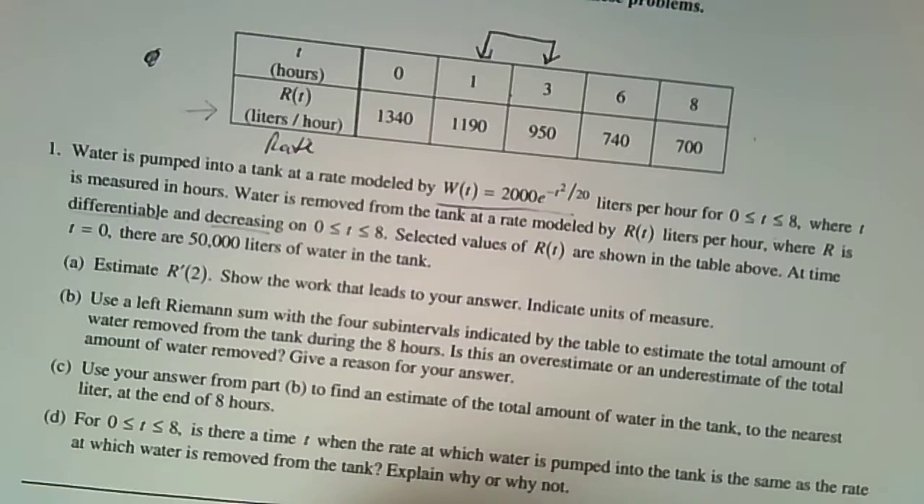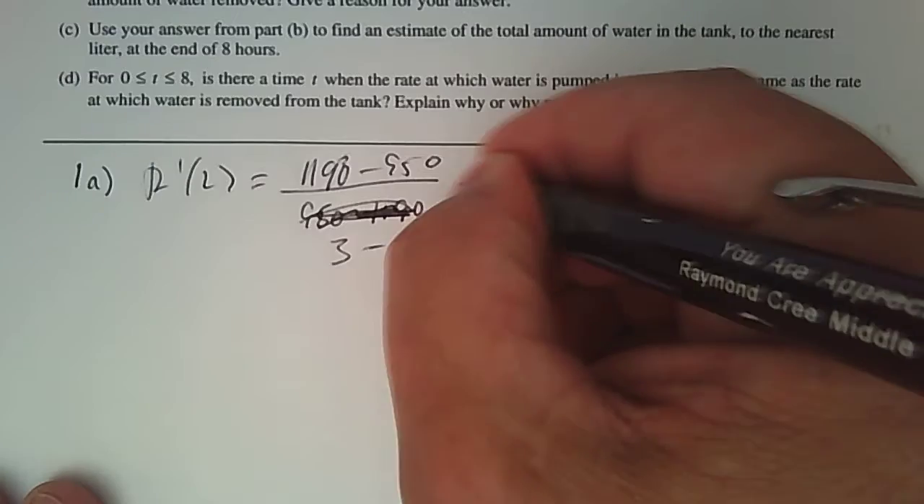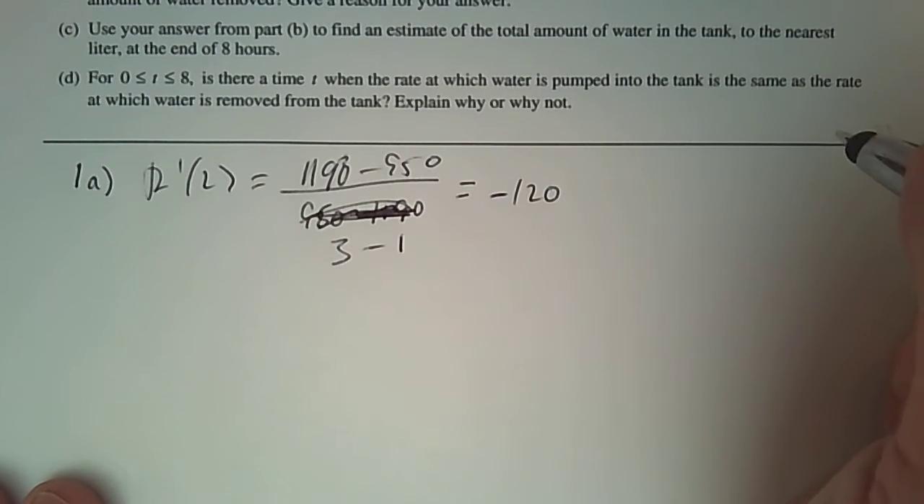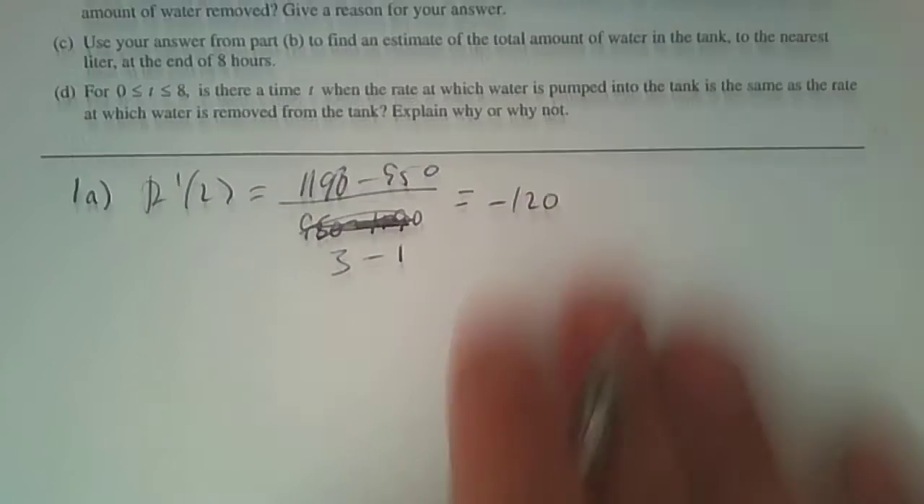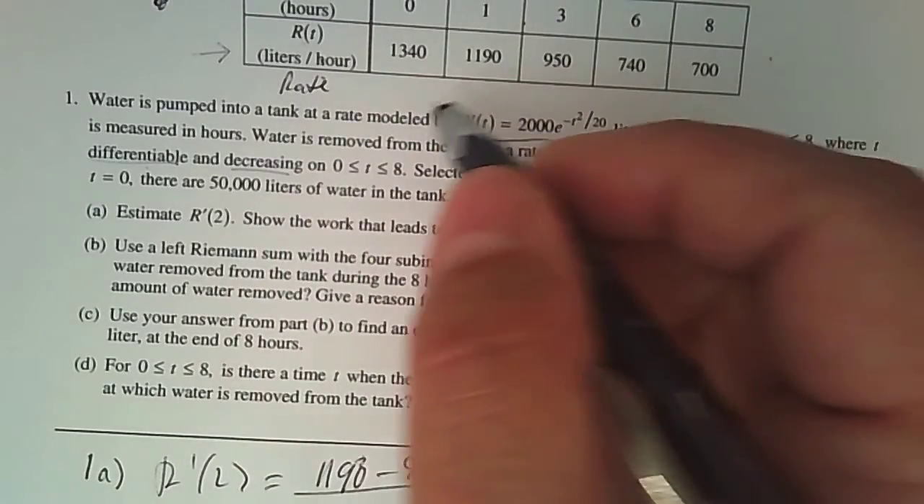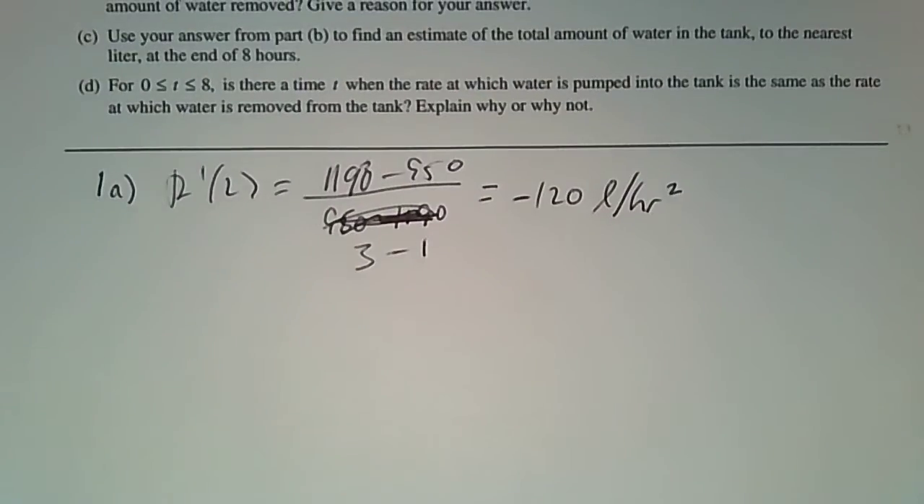So a good estimate for that, and I don't need to simplify it, would be simply finding slope. So that's 950 subtract 1190 over 3 subtract 1. Or 1190 subtract 950 in the numerator, and 3 subtract 1 in the denominator. And there's no need to simplify that, but if you did, you get negative 120. But now the units, which are important. So what units was it? It was liters per hour. So what would the derivative of a derivative be? It's liters per hour squared. And part A is done.